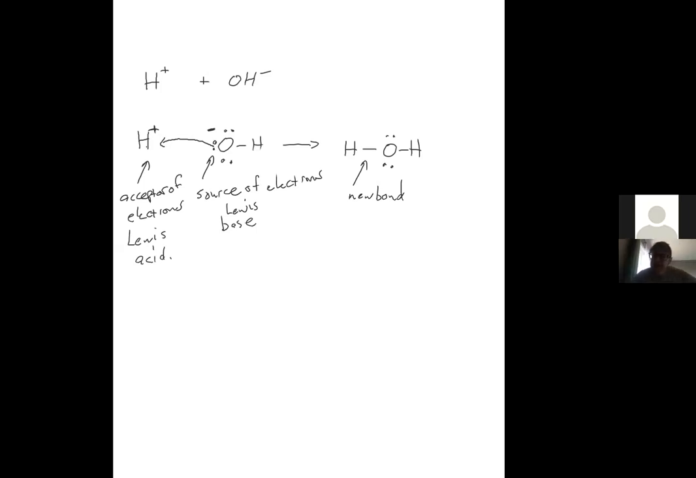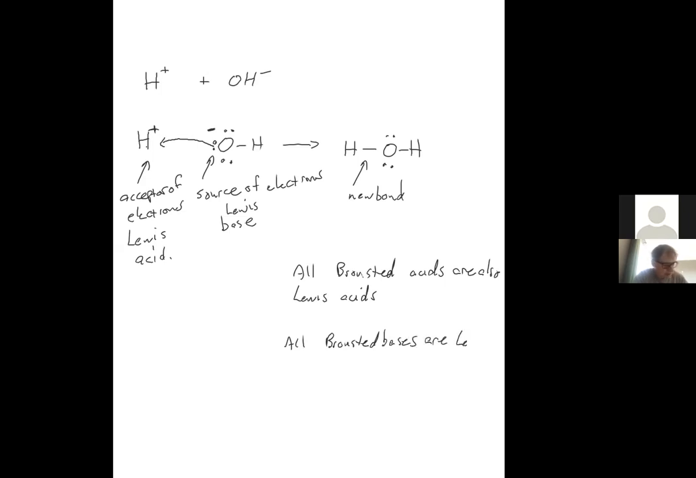Now, anything that is a Bronsted acid is also a Lewis acid. So all Bronsted acids are also Lewis acids. And all Bronsted bases are Lewis bases. Okay, because whenever you have a Bronsted acid or Bronsted base, the transfer of the proton results in a particular formation of a bond. So that's going to also give you a Lewis acid and Lewis base.